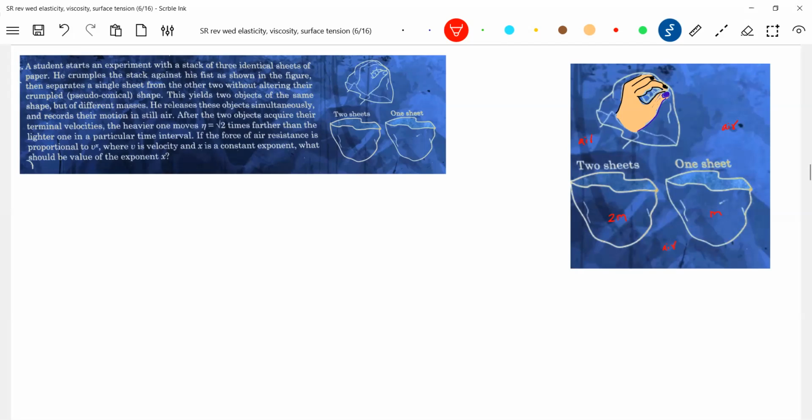Okay, this is v to the power of x. No, please, I think this may not be visible. If you can, this is v to the power of x. That value of x we have to find out. It is like this. If the force of a resistance is proportional to v to the power of x, where v is velocity and x is the constant exponent, what should be the value of exponent x?